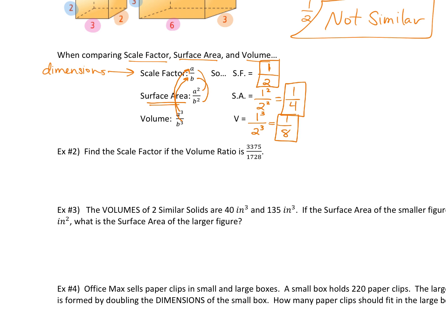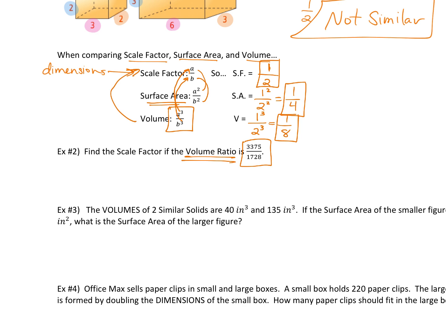With that in mind, London, put it away. What would you do if they tell you the volume ratio? Okay, so they're telling us what the volume ratio is. How do I get back to the scale factor then? Square root? No, it's not a square root. What is it when it's a 3? It's a cube root, right?